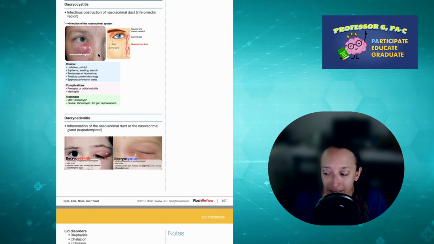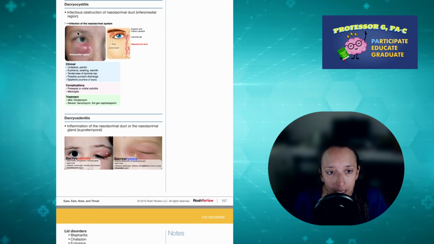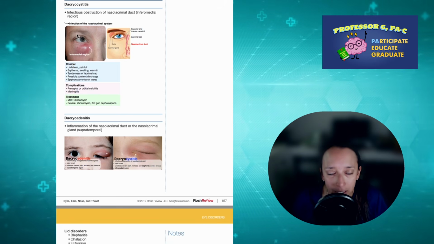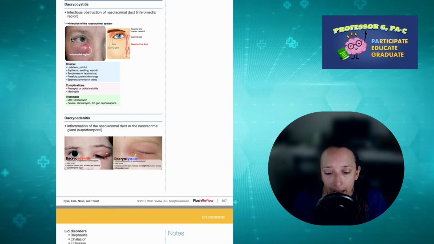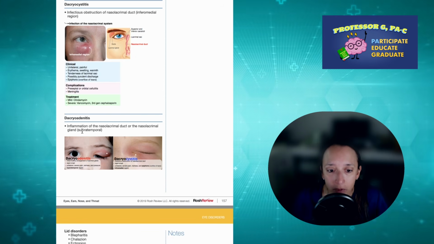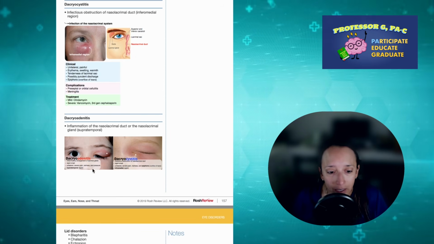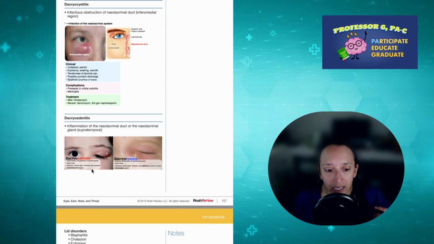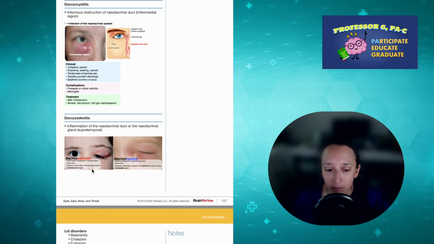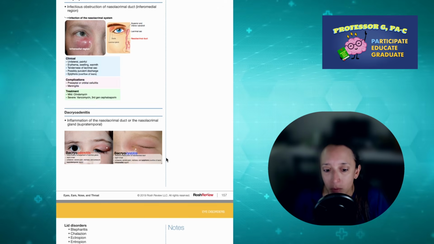Dacryoadenitis is going to affect the gland, not the duct. So the gland is located here on the temporal aspect, the upper outer lid. And here we'll see the same thing, kind of inflammation of the gland in the supratemporal region. It usually happens pretty quickly. They get pain and redness and pressure, and we're going to want to treat that as well with antibiotics.